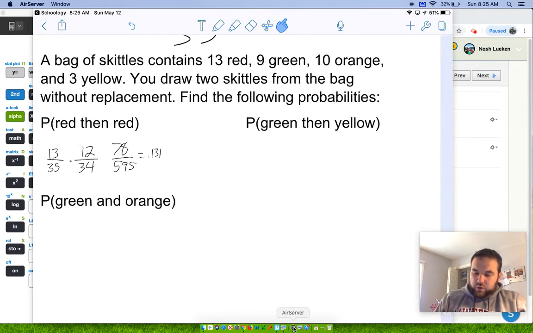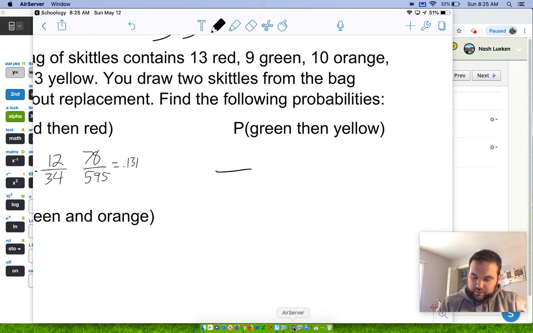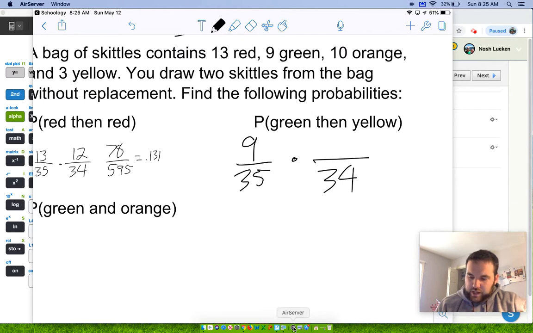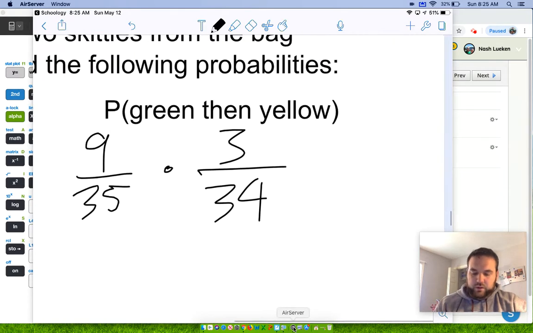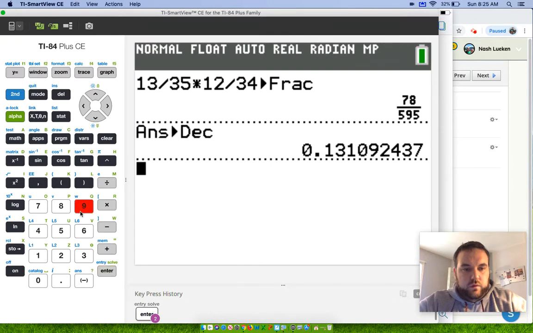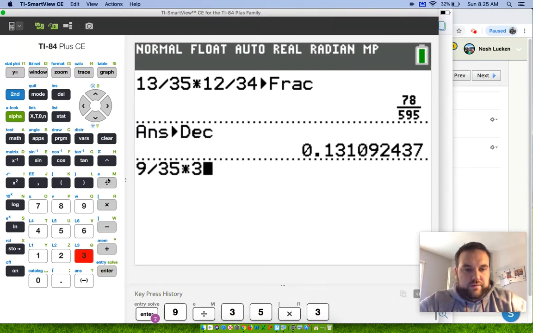What's the probability that you go green then yellow? So again, my sample spaces are going to be the same: 35 for the first draw, then 34 for the second draw. I'm going green, which is 9 out of the 35. And then after I draw a green one out, all the yellows are still in there, so it's still going to be 3 out of 34. So 9 out of 35 times 3 out of 34. This will obviously be a smaller answer because the numerators are way smaller.